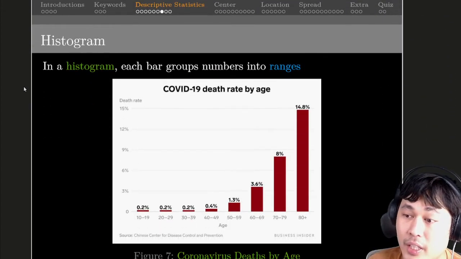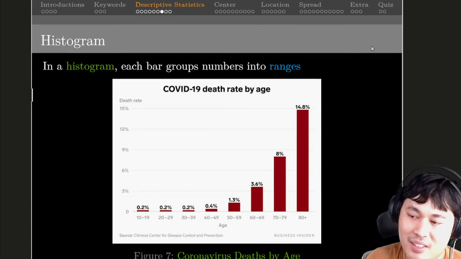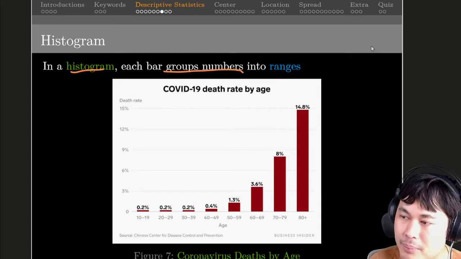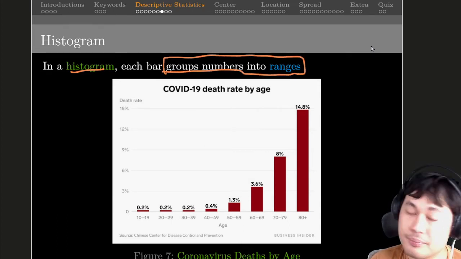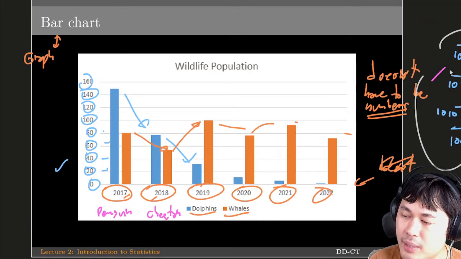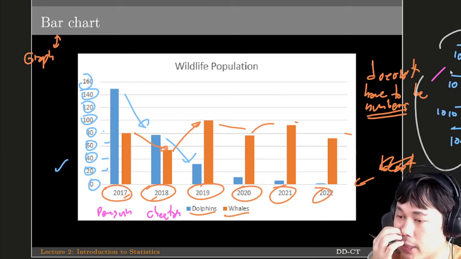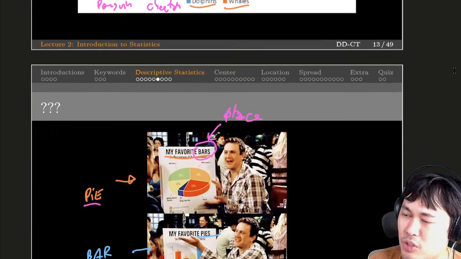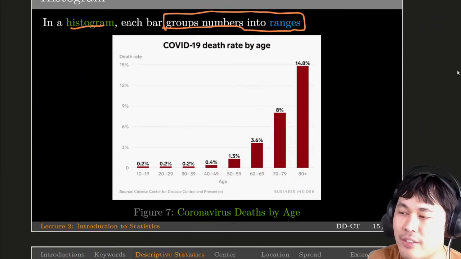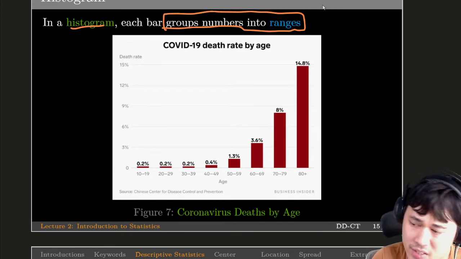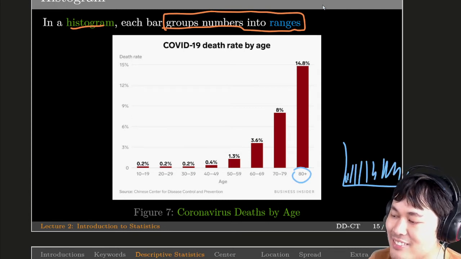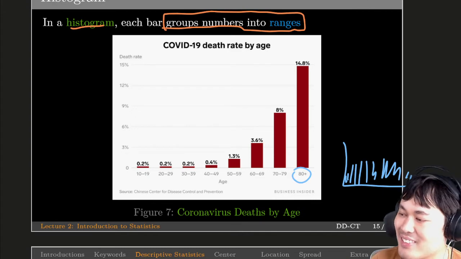And there's another one which is called a histogram. This again at a glance looks like a bar chart, but the difference is that in a histogram you can group the numbers into ranges. Usually even in the bar chart you have different numbers, and each number is represented as a single bar. But sometimes you have too many numbers to put in a graph. Like for instance, in this COVID death rate by age, if you put each age as a single bar, you're gonna have like 80 bars. 80 is a lot to look at.